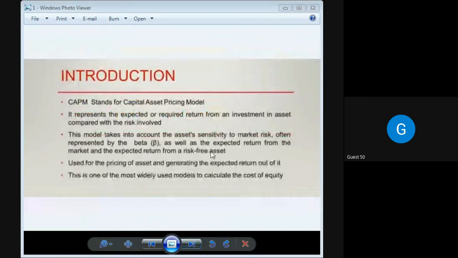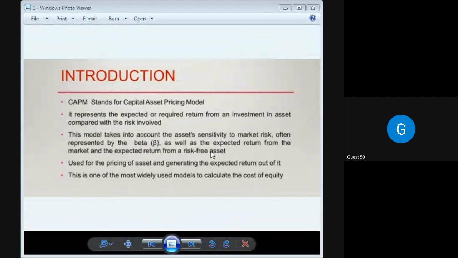So, the capital asset pricing model represents the expected or required return from an investment in an asset compared with the risk. Basically, this model is used to calculate the cost of equity, and we mostly use this model to calculate the cost of stock. And it is a very important method to calculate the cost of equity.